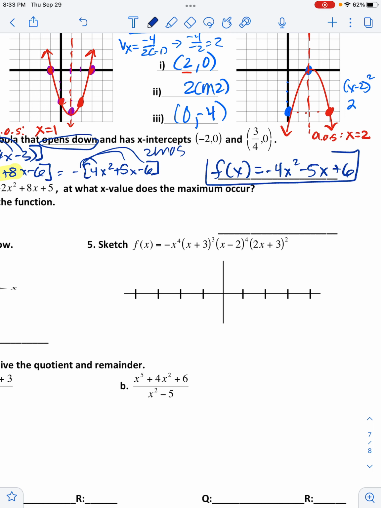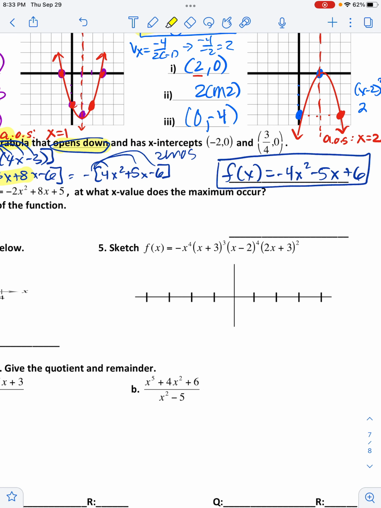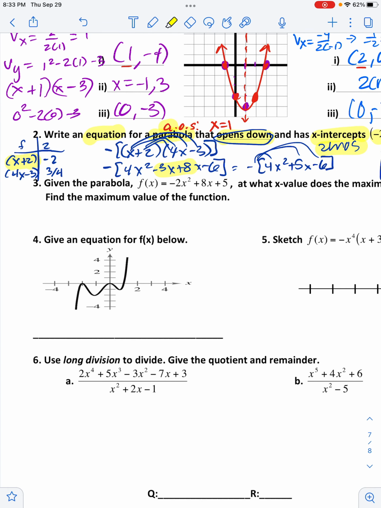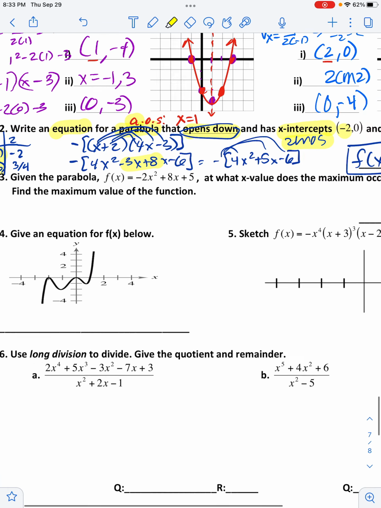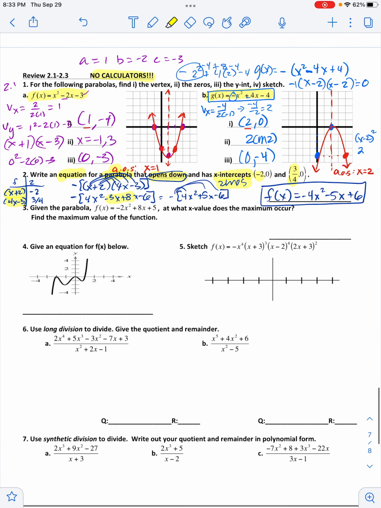This is an equation that would create a parabola because it means a square. It would open down because it has a negative a value, and it would have x-intercepts or zeros of -2 and 3/4, which led me to these factors, which I then multiplied out to create it. So the idea is to understand that relationship between zeros and factors and the function.